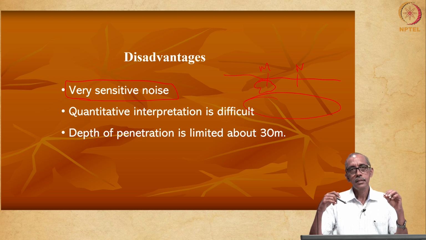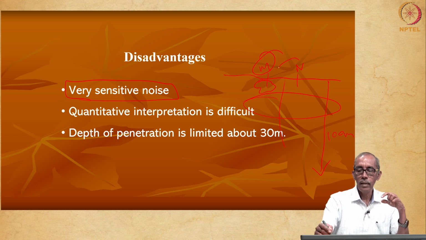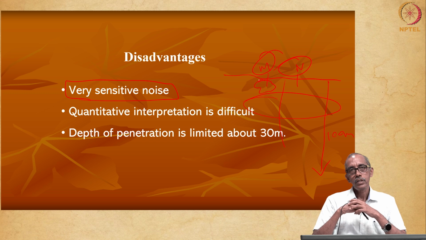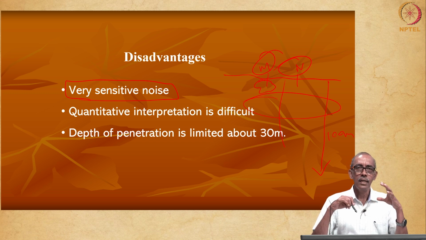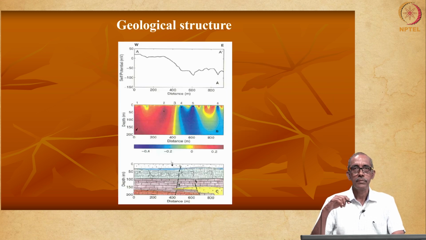Another great disadvantage is that it is meant for very shallow investigation, because the naturally present electrical potential from deeper depths, beyond let us say 100 meters, cannot be sensed by the electrodes kept at the surface of the earth. So, generally we are able to understand the subsurface of the earth up to 30 meters, maybe 30 meters maximum. This is one of the disadvantages of this method.